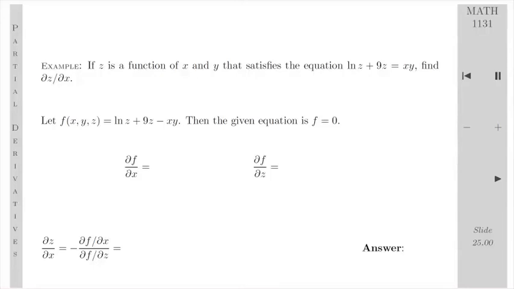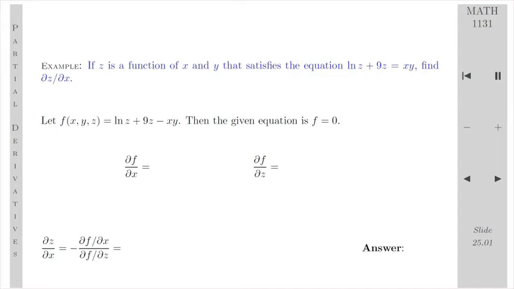Welcome. Next, we will do an example using the implicit function theorem where we are going to do a partial derivative. The equation is ln of z plus 9z equals xy. This problem is from our textbook. It's a very simple problem which can be done by the old method, but the new method is never more difficult than the old method. So we'll just continue using our new method.